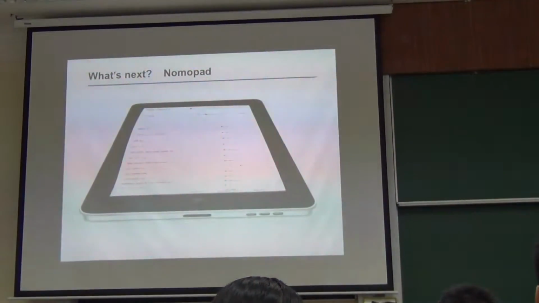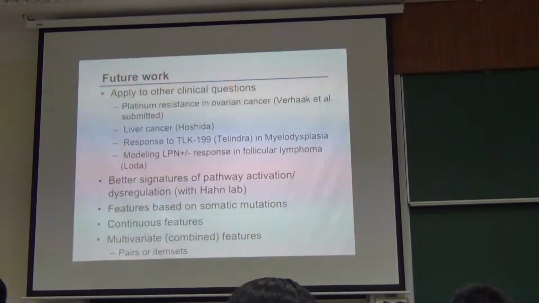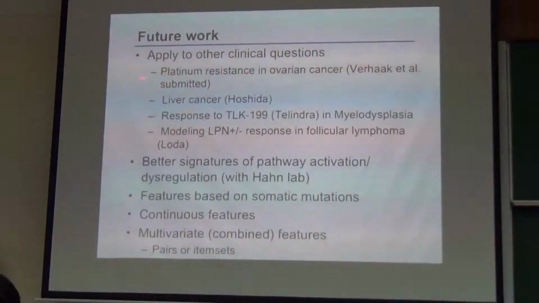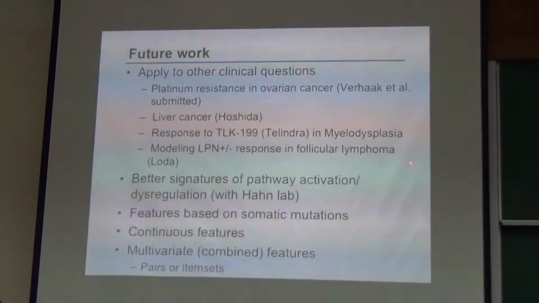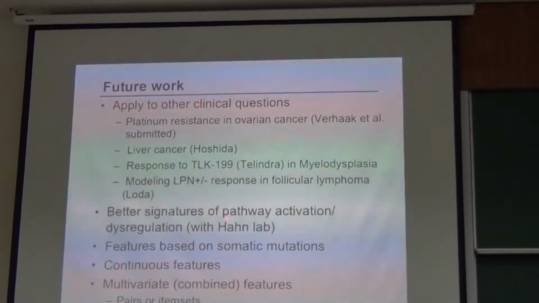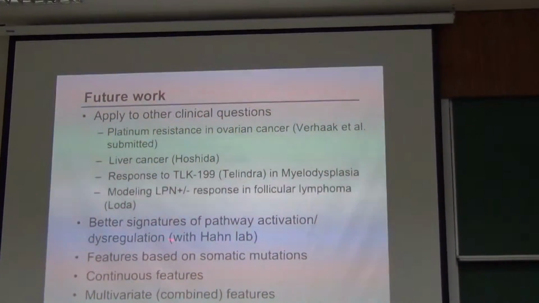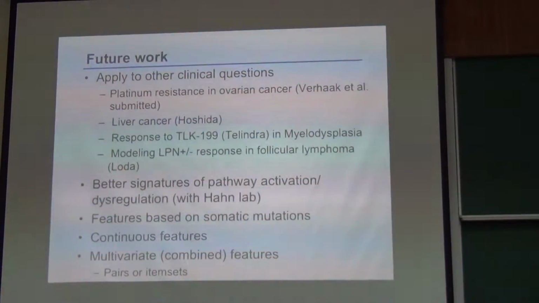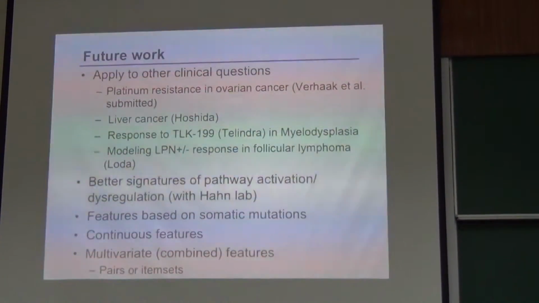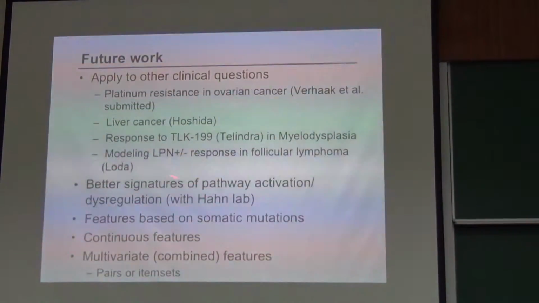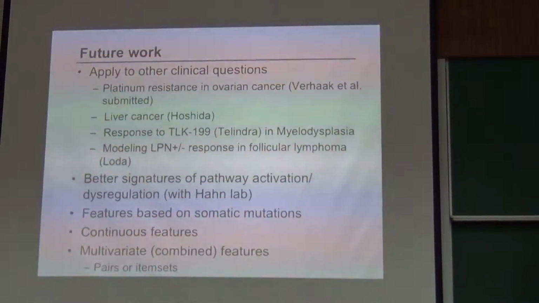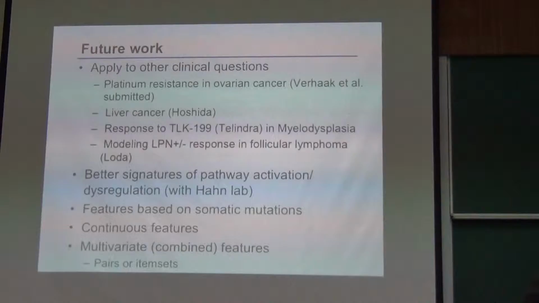So that's the hope. And this is just some of the work we've been doing on ovarian cancer using the same approaches, liver cancer, myelodysplasia, follicular lymphoma, and so on. Instead of using signatures from the literature, we're actually in the lab now trying to extract better signatures of pathway activation and dysregulation by doing them in different cell types in the lab and then taking those measurements.